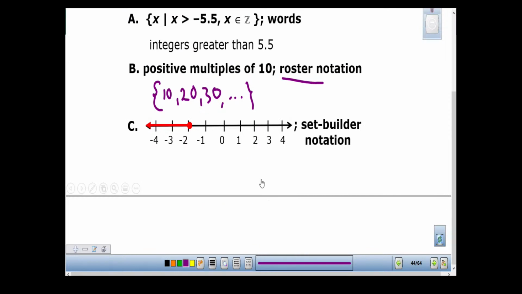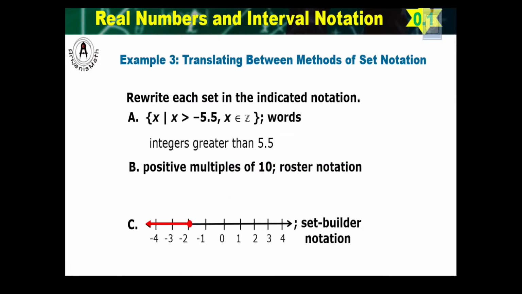And the last one here, they wanted me to take this inequality and put it in set builder notation. Remember that, such that. So I could say x such that x is less than negative 2, right? And it looks like we're talking about the number line.